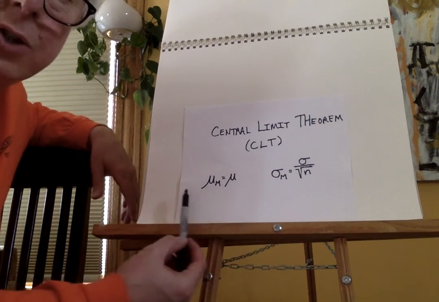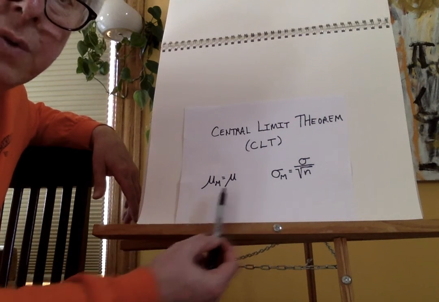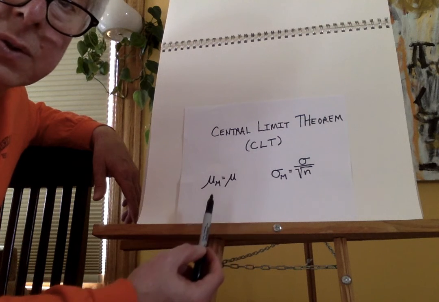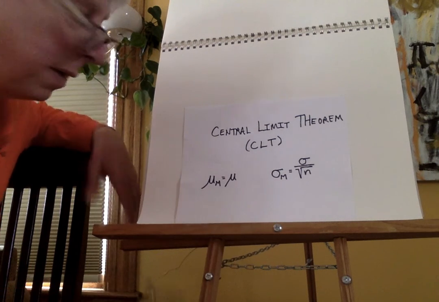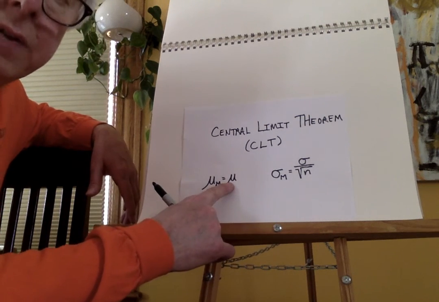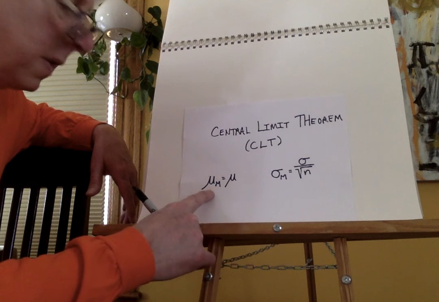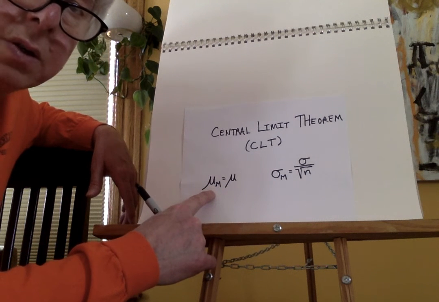In a way, this is your cheat sheet. If you understand what these symbols stand for, you got it. This is the mean of the individual scores. This is the mean of the sampling distribution, okay?